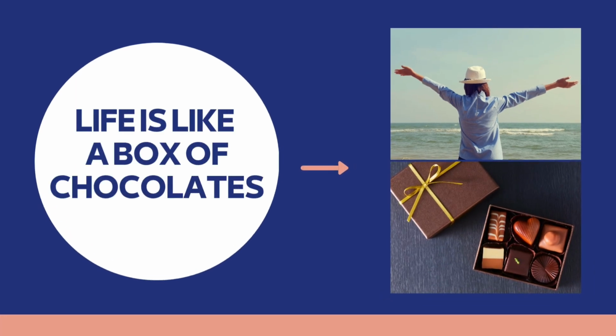Now let's move to example 3. Life is like a box of chocolates. This one means life is full of surprises. Just like you never know which chocolate you will get, you never know what life will bring next. That's why we say life is like a box of chocolates.